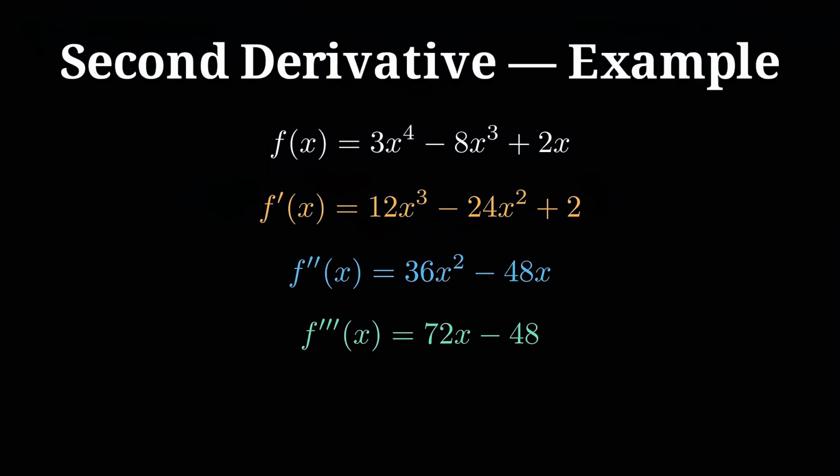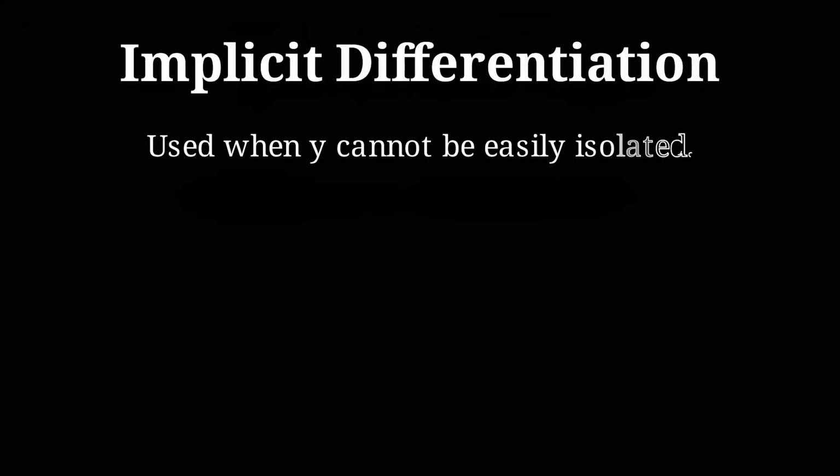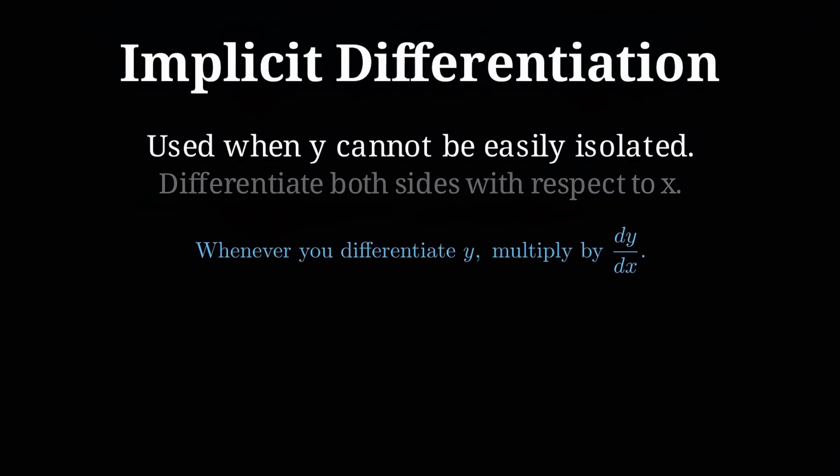So far, we have only differentiated functions where y is explicitly written in terms of x. But sometimes that is impossible. For example, the equation of a circle, x squared plus y squared equals 25. You cannot solve cleanly for y. Implicit differentiation handles this. The idea: differentiate both sides with respect to x. Whenever you differentiate a term involving y, the chain rule gives you a factor of dy over dx.